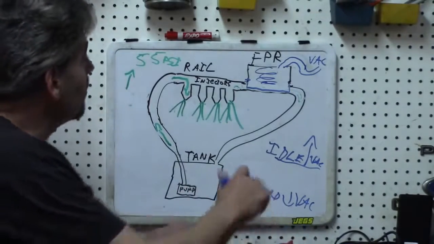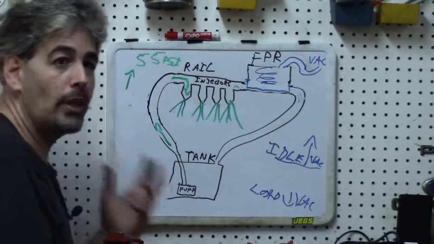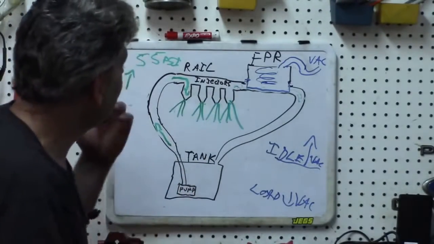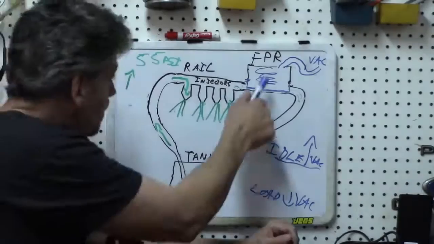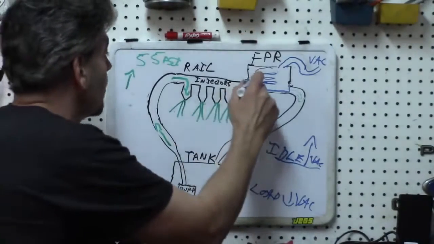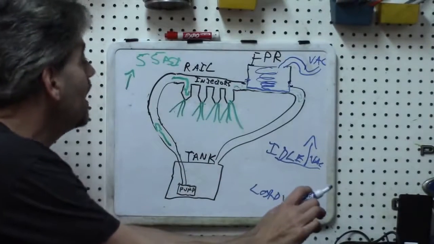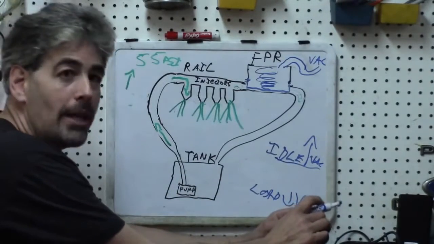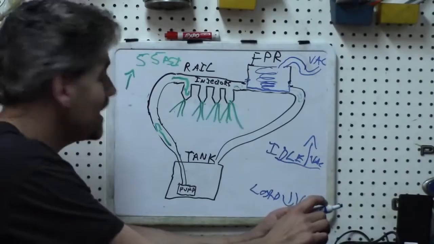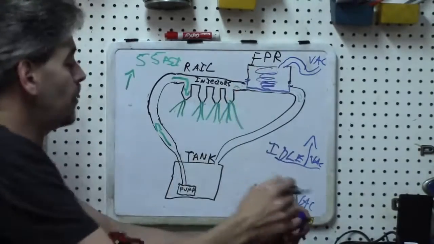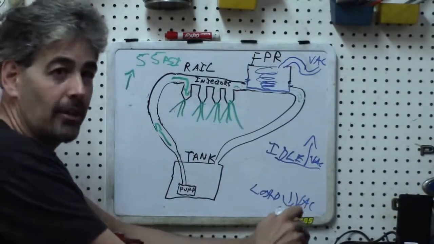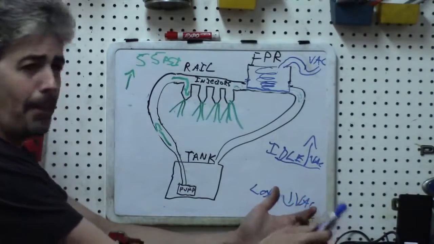But what are some reasons that you might have a rich condition, and what would be some ways to test it? By looking at our fuel pressure regulator here, can you think of maybe a very, very simple reason why you might have a rich condition? Just from your understanding of a fuel pressure regulator, what would maybe be the simplest thing possible?